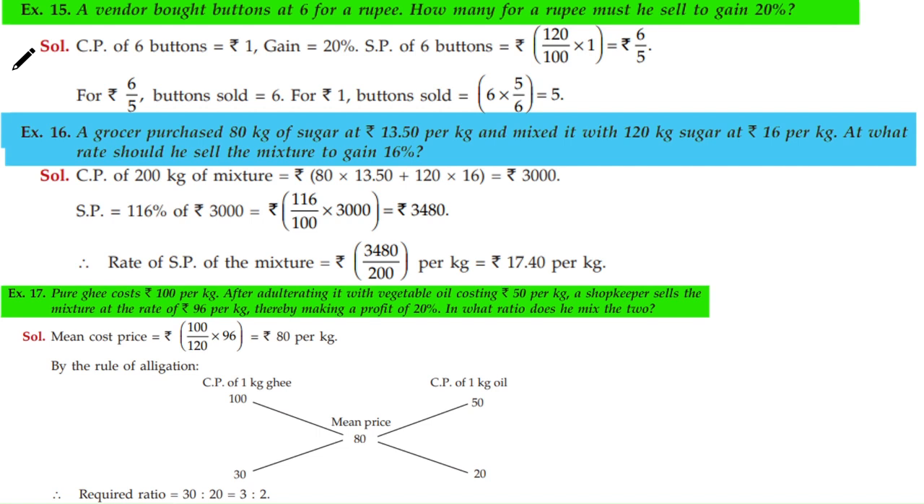Gain equals 20%. Selling price of 6 buttons equals 120 by 100 into 1, that equals rupees 6 by 5. For rupees 6 by 5, buttons sold equal 6. For rupee 1, buttons sold equal 6 into 5 by 6, that equals 5.